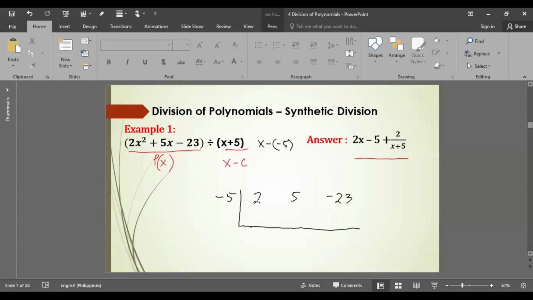First step is you have to bring down the first numerical coefficient, which is 2. Next is to multiply the value of C by this value here. Negative 5 times 2 is negative 10, right? Then we have to put the answer here. Then after that, perform addition. So 5 plus negative 10, we get negative 5.